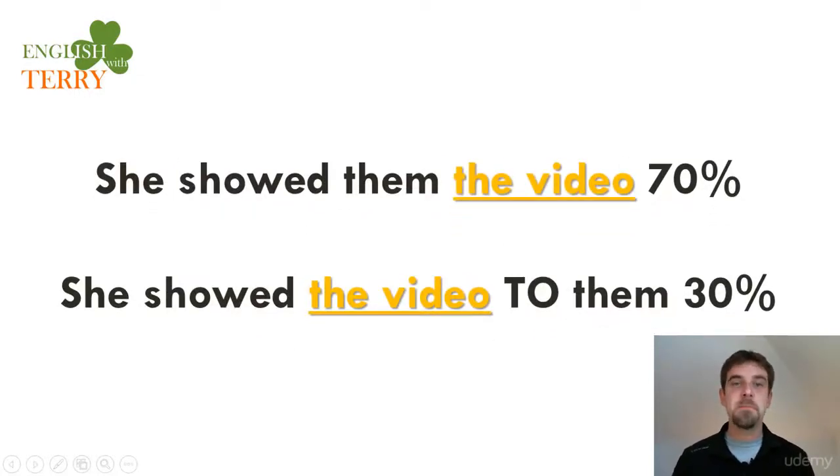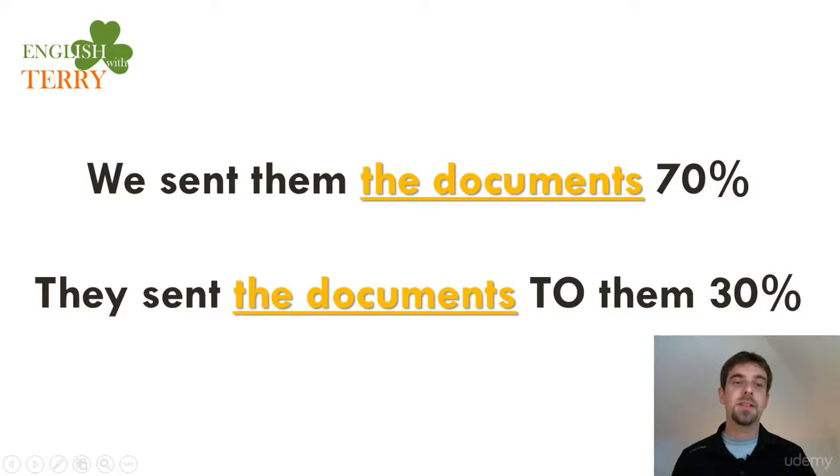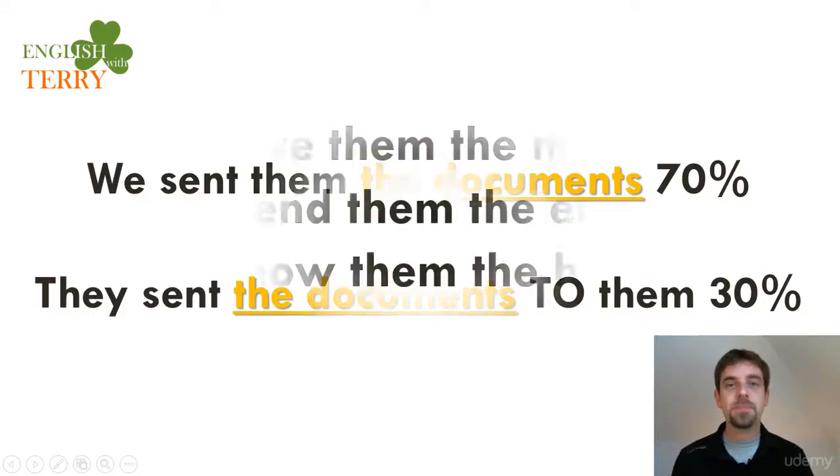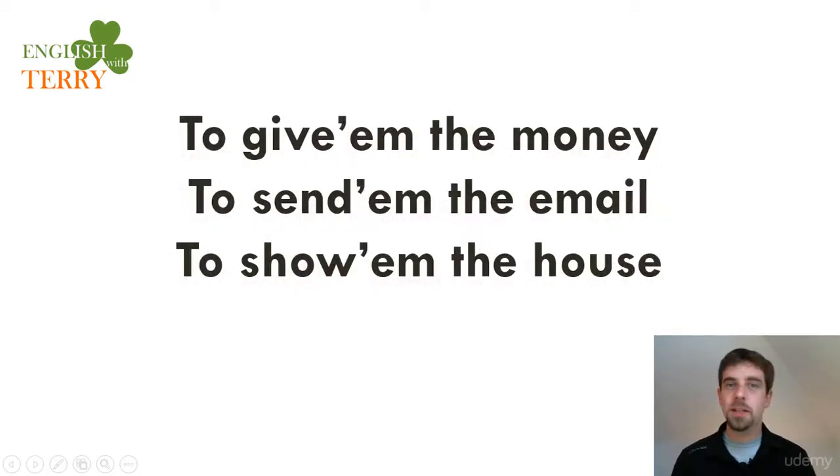So we see the same idea. She showed them the video. She showed the video to them. We sent them the documents. They sent the documents to them. Sorry, a little mistake. So they sent them, but it's still the same idea, right? So when we have to give them the money, send them the email, to show them the house, the pronunciation here is to give them the money, to send them the money, and to show him the house.